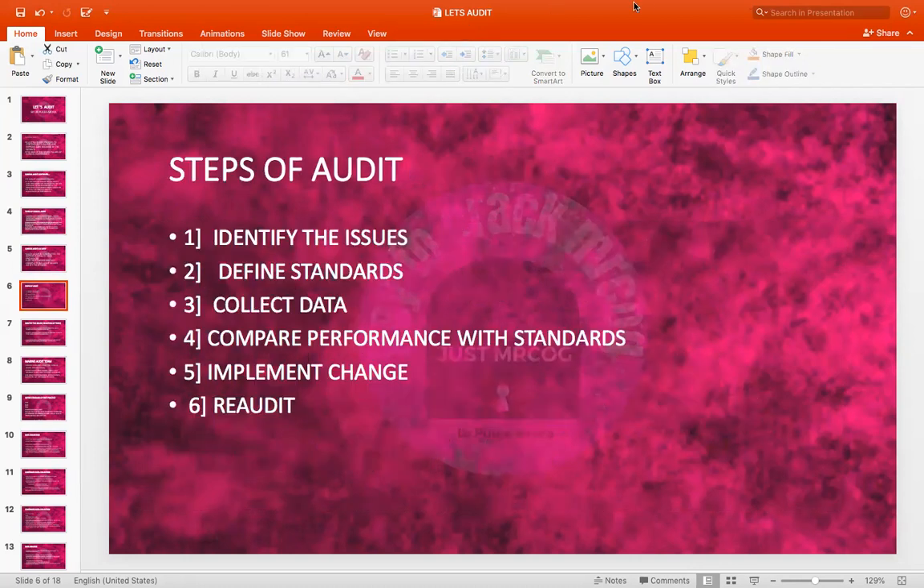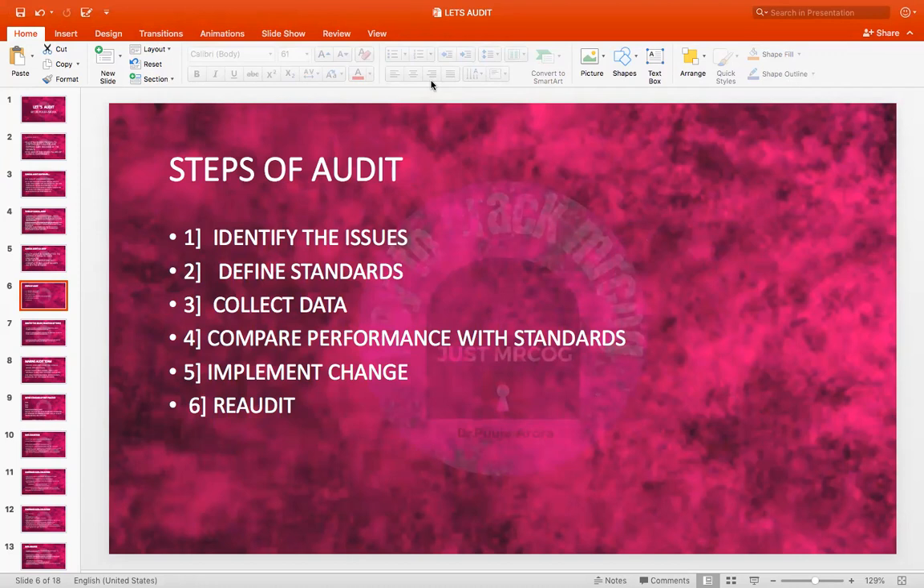Now, steps of audit. I'm sure all of you are aware of the steps of audit. The very first is to identify the issues. Probably that would be your task. Second, define the standards. In standards, I'll let you know how we define the standards. Third is collect data.